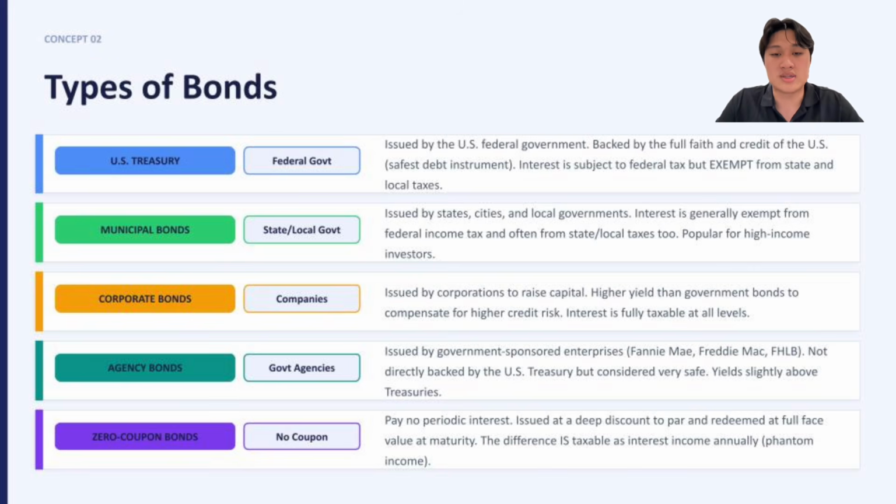Zero coupon bonds. These bonds pay no periodic interest. They're issued at a deep discount to par, and they are redeemed at the full face value at maturity. The difference is taxable as interest income annually, which is phantom income.